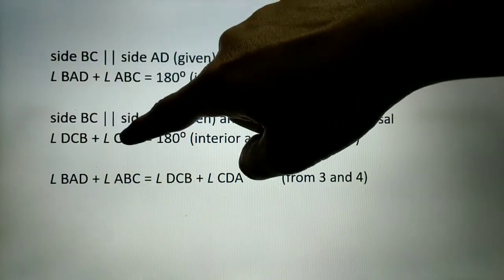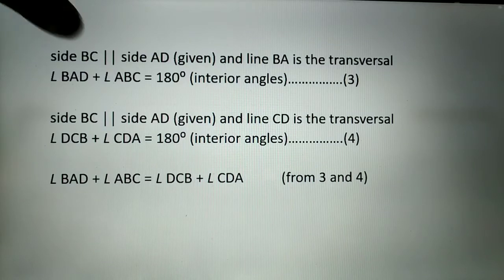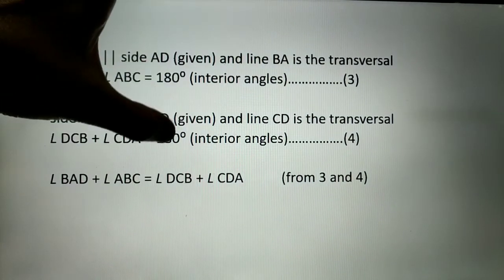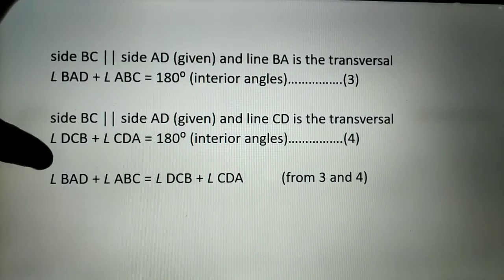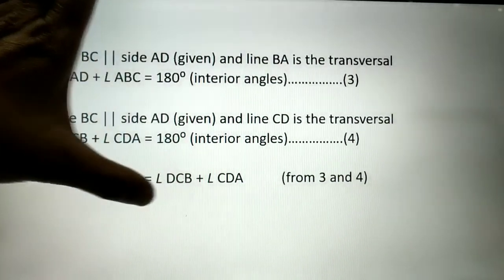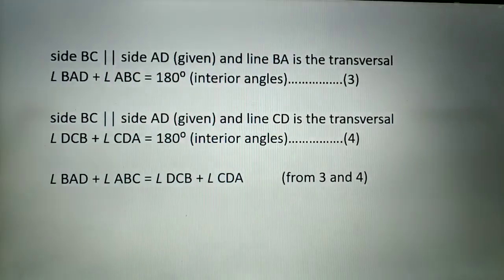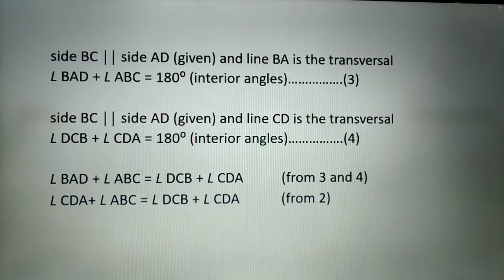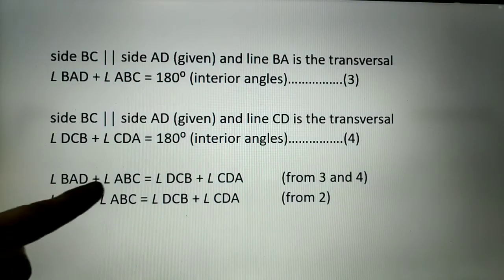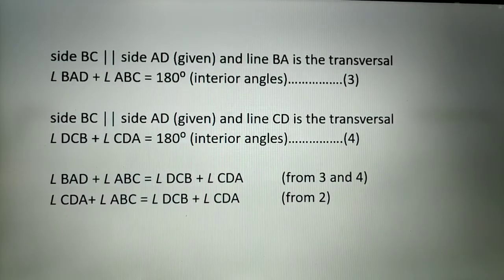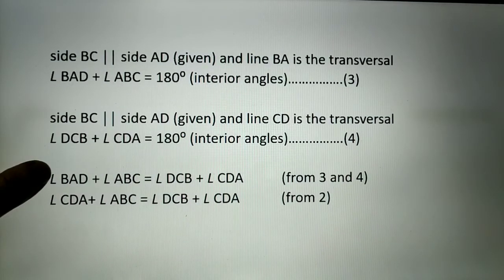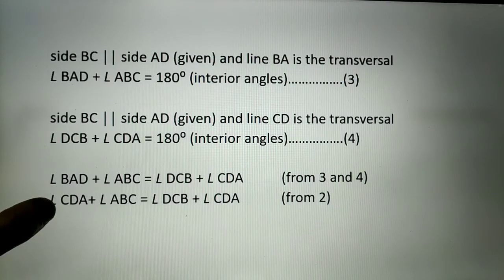Now since the right hand side is equal, the left hand side will also be equal, because both are equal to 180 degrees. Whenever the right hand side is equal, this becomes equal to this. So angle BAD plus ABC is equal to DCB plus CDA, from 3 and 4. Then we rename it. ABC remains the same, DCB remains the same, CDA remains the same. What changes is angle BAD, which becomes equal to CDA. This we have done from 2.